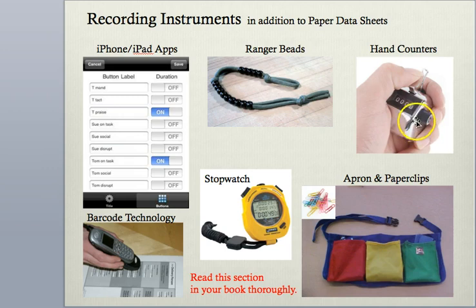Hand counters like golf counters or these can be helpful in just counting. They're very useful when behaviors happen quickly. So this ranger bead system works pretty well when behaviors only happen occasionally, but if you're counting behaviors that happen rapidly, you might want to use a hand counter.